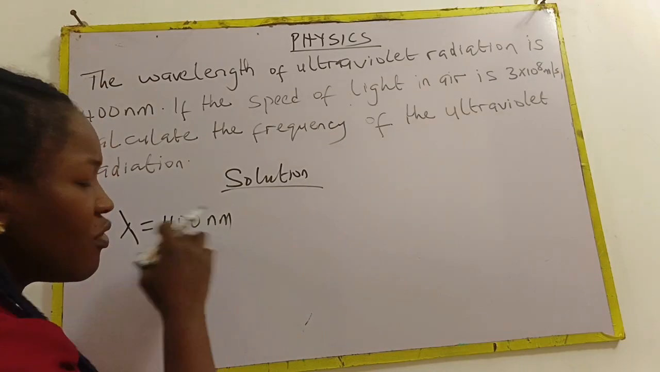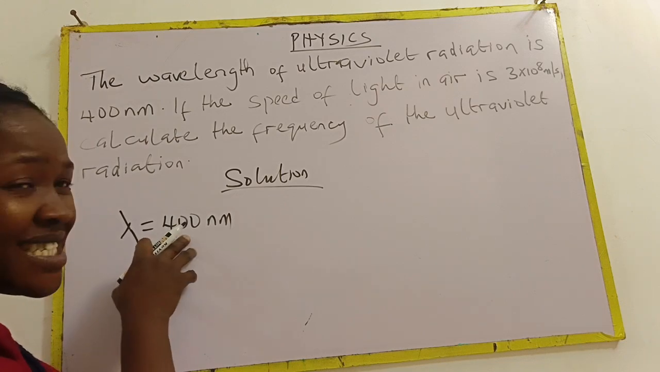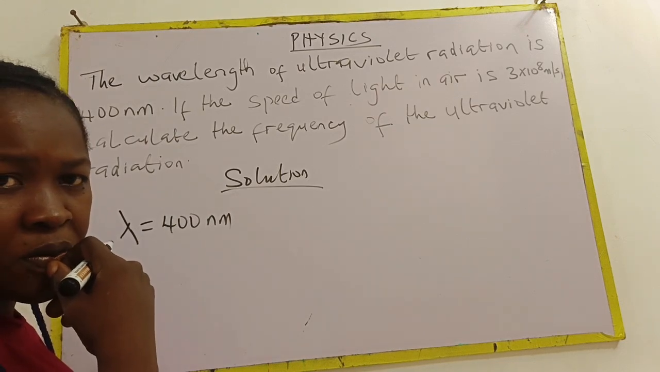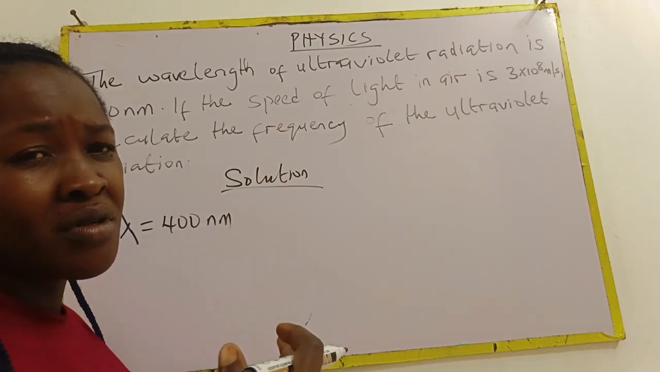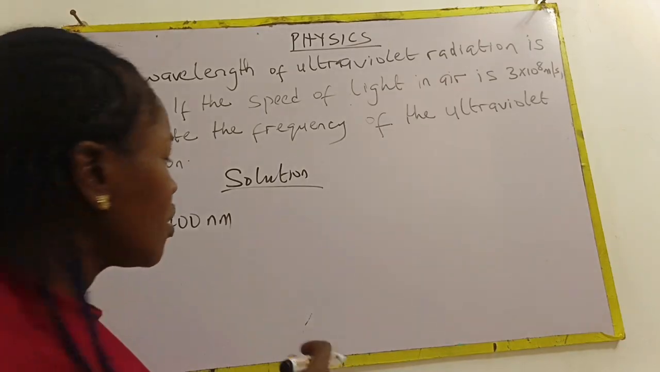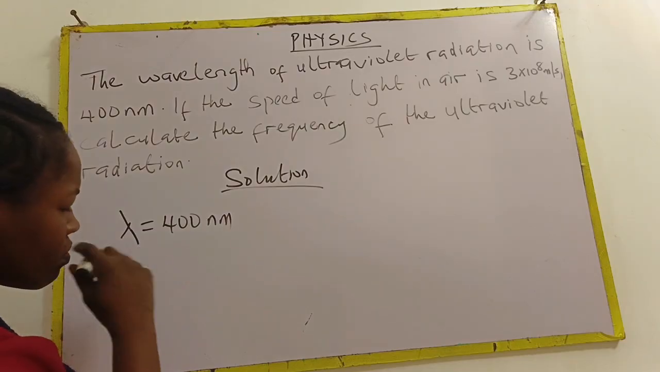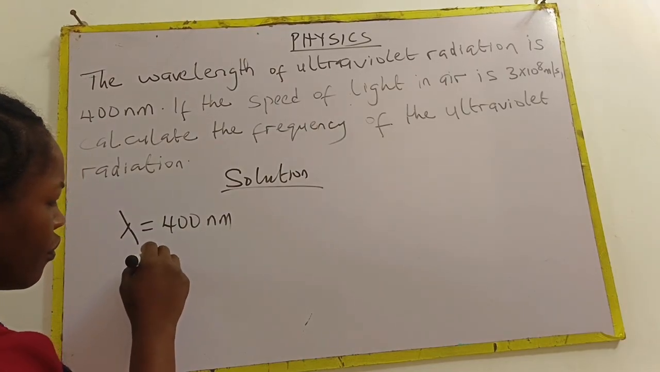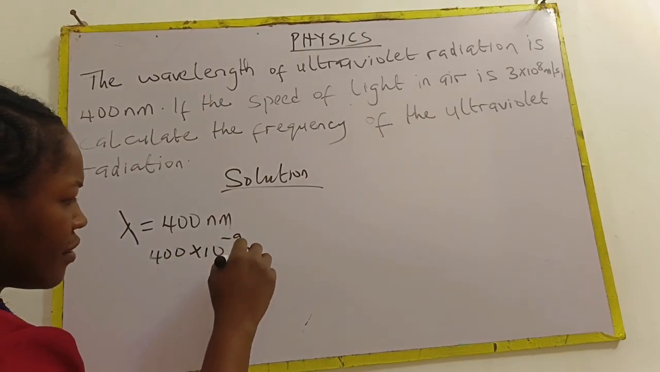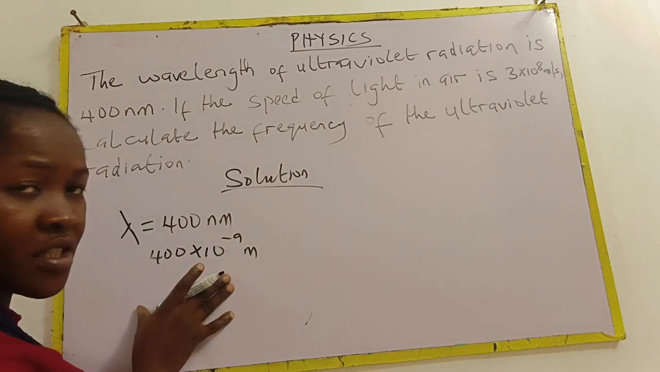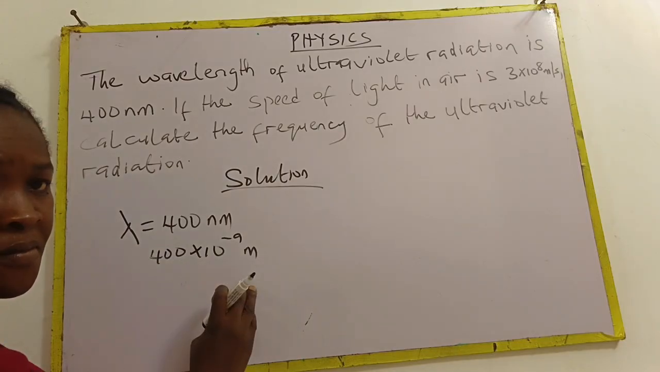So I have to remove this nano that is here. Now what will I do? I'm going to divide this by what? By 1 million. So 1 billion meters is equivalent to 1 nanometer, which will give me 10 to the power minus 9. So I will have 400 multiplied by 10 raised to the power minus 9 meter. I have changed it. So instead of using 400 nanometer, I'm going to use this.